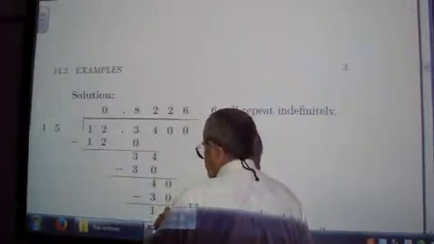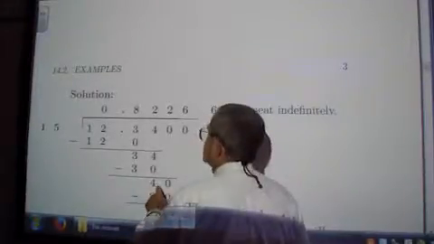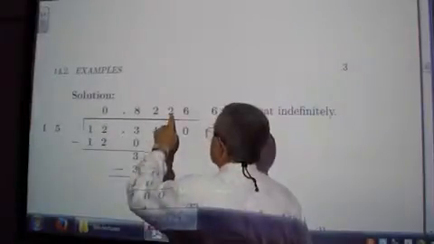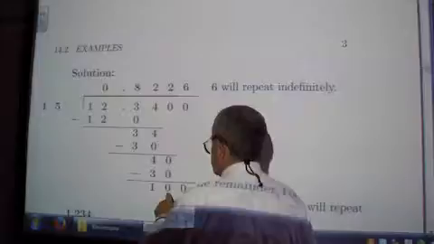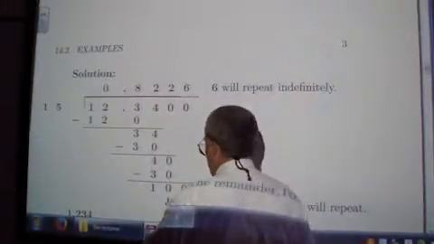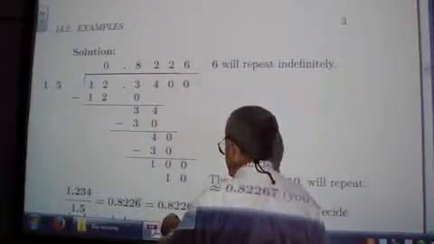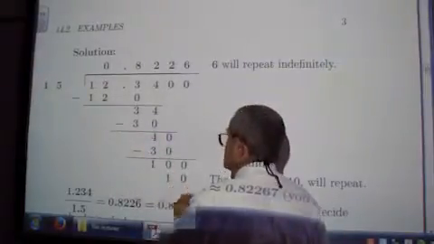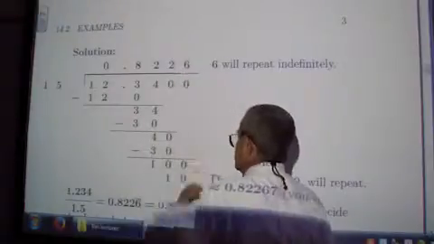Take down the next digit, that's a 0. And in 40, 15 goes twice again. Right here, that 2. And that's 30, and you subtract, that gives you 10. Take down the next digit, that's a 0. And notice you had a 10 here, and you have a 30 here, a 30 here. The 30 is going to repeat. So you're going to get 6, 6, 6, 6, 6, and so on.